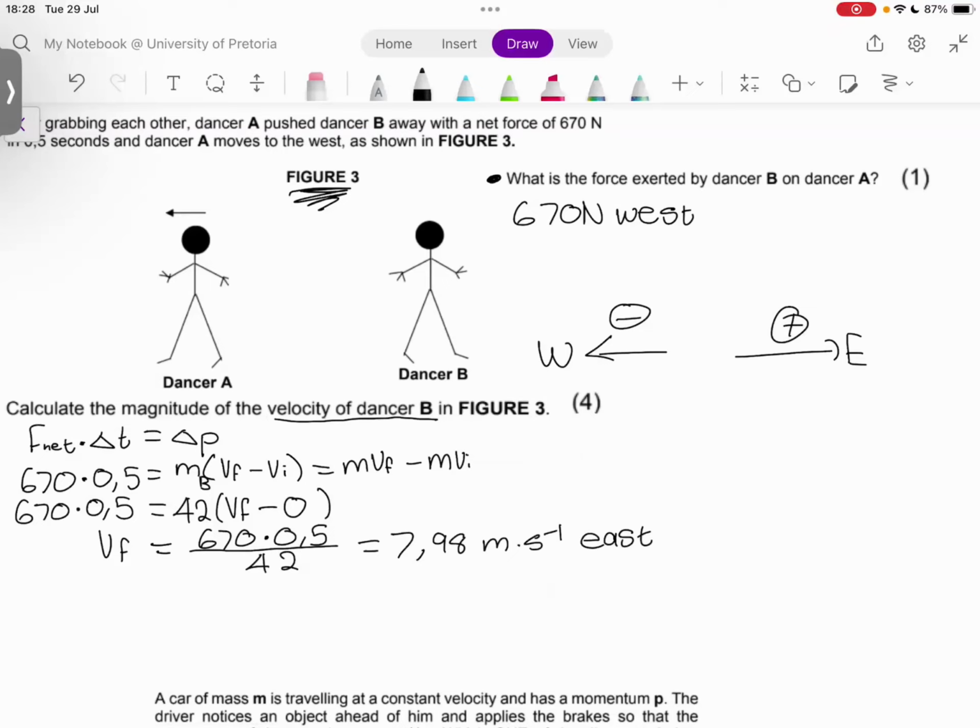And Paul's asking, why did I use positive force? We use positive force because A pushes onto B, and that makes B travel. So the force in this question is positive. I hope that answered your question.